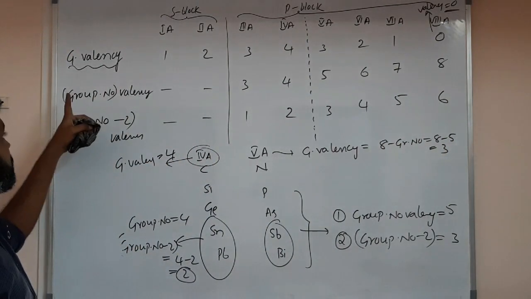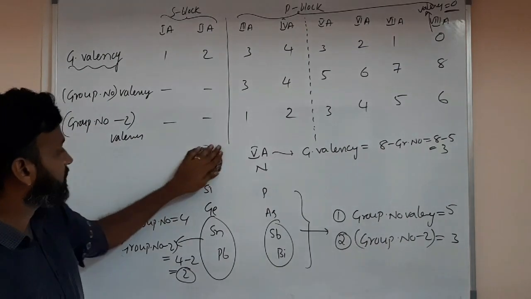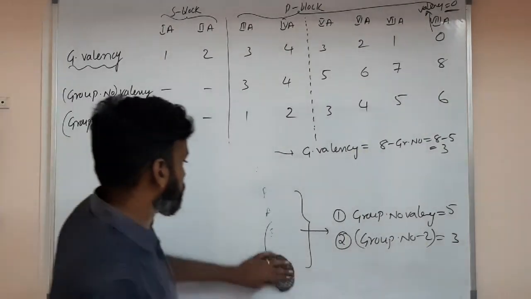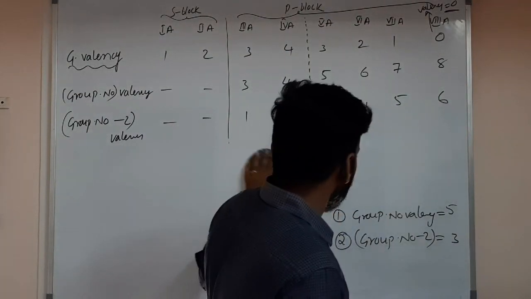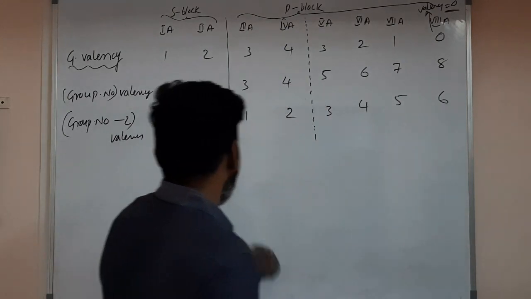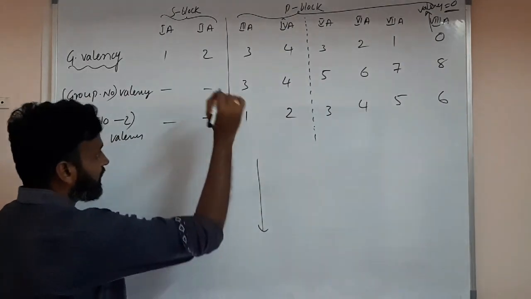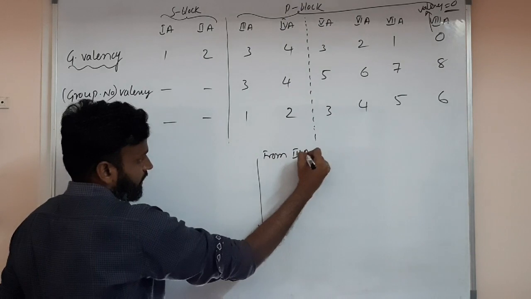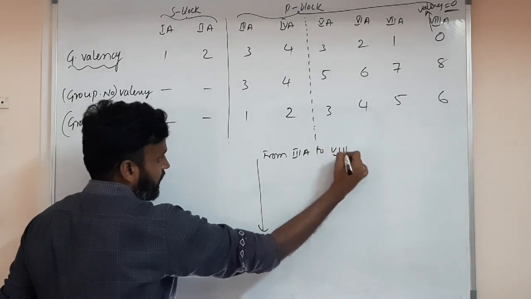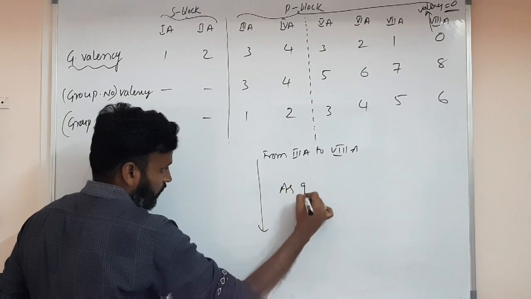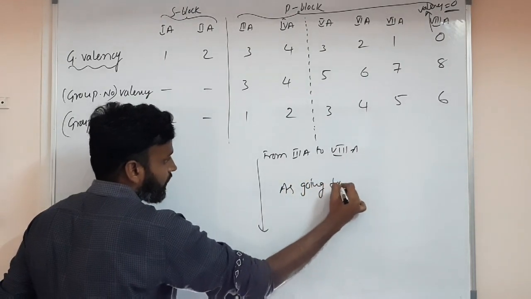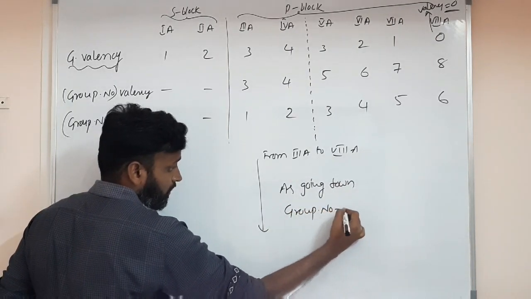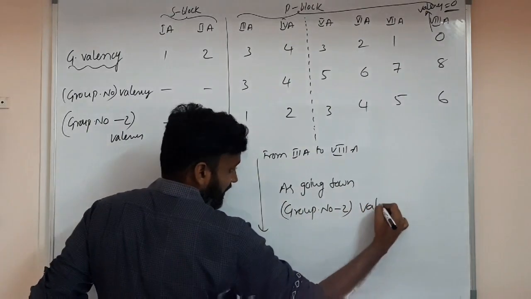Okay. So these are about valencies. I think you have written. Writing means taking a screenshot itself. Okay. So please remember all these valencies, which are very important. And tomorrow I will tell you in each and every group from 3rd A to 8th A, as we go down, what the group number minus 2 valency is.